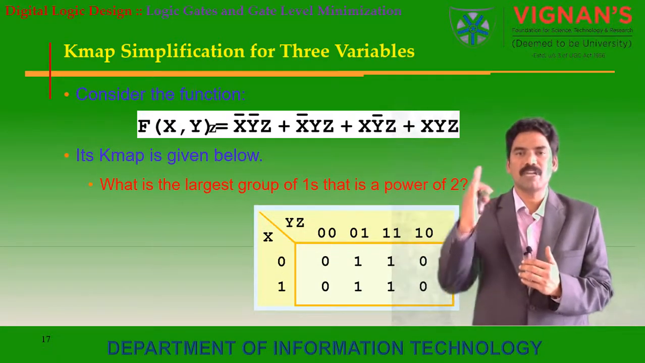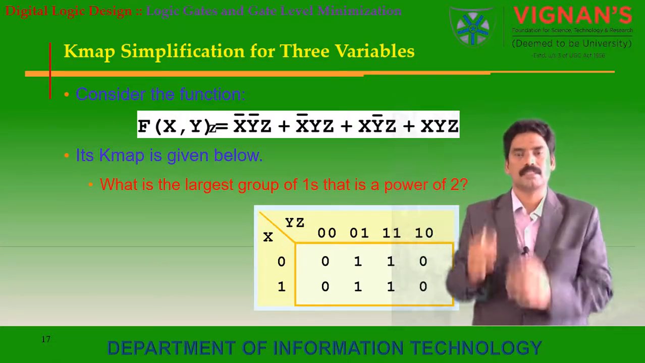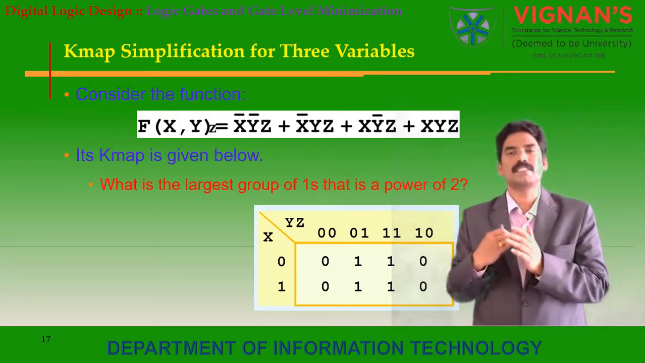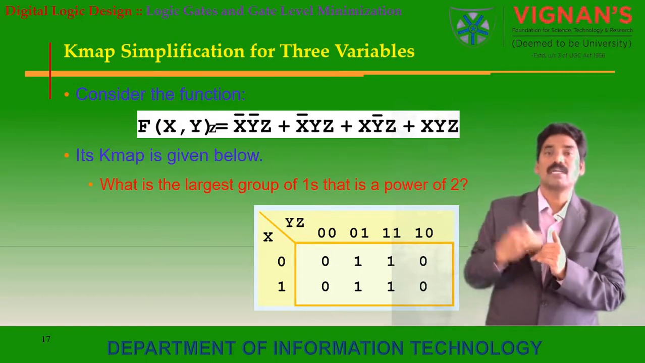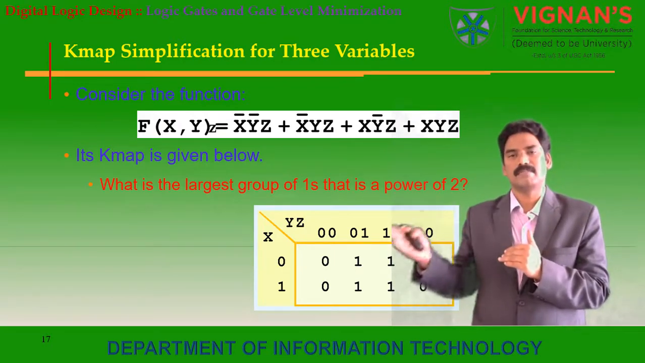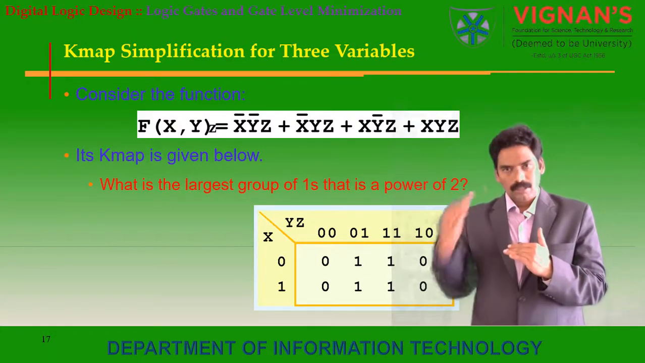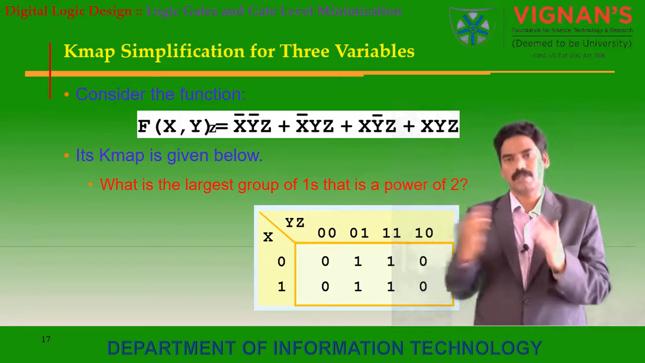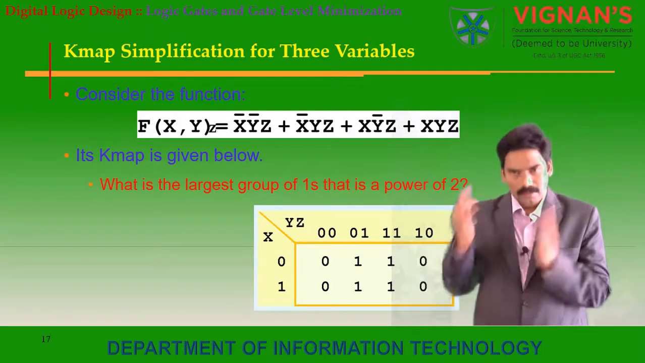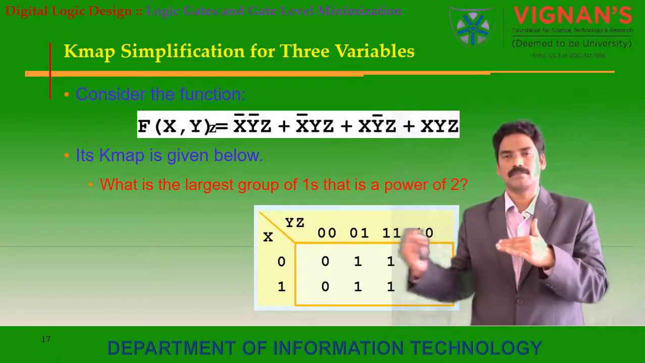First, x bar y bar z, that is 0 0 1. And the second one is x bar y z, represented in the first row, third column. Next one, x y bar z, means the next row, second row, second column. And x y z is in the second row, third column.